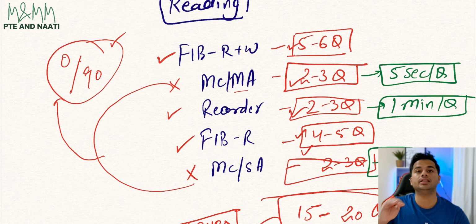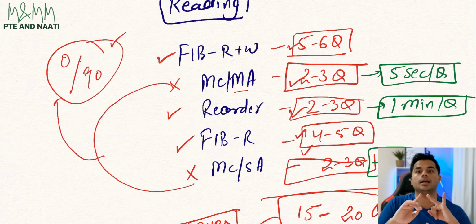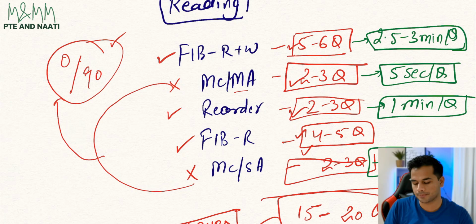These two topics are the most important topics of the reading section, literally worth 1/3 of your reading, also 15 to 20 marks in writing. Because of their importance and because they are a bit difficult type of topics, we want to give it 2.5 to maximum 3 minutes per question for both of them.